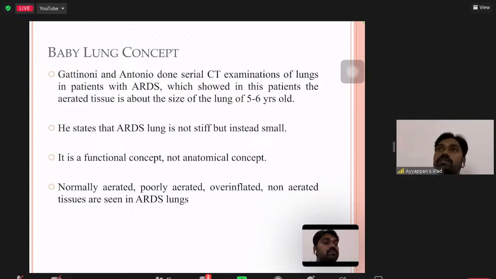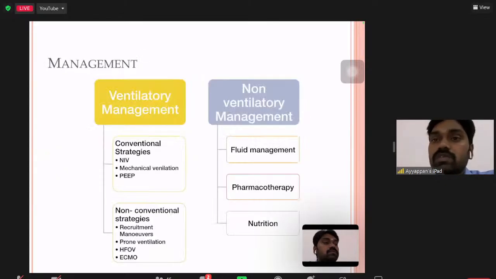And this led to the miraculous improvement of the management of these patients, which I will not be discussing in detail, as it will be covered in the further slides by the further speakers. Based on this, the other thing I want to stress is that the management is predominantly supportive, treating the inciting event, and can be either ventilatory or non-ventilatory, which will be covered by the subsequent speakers.